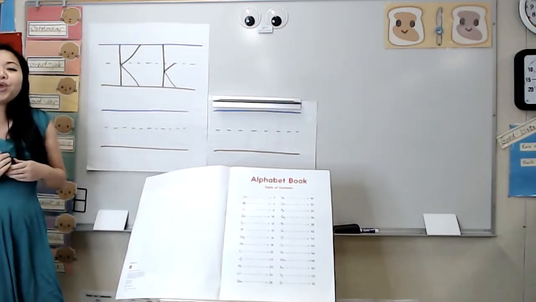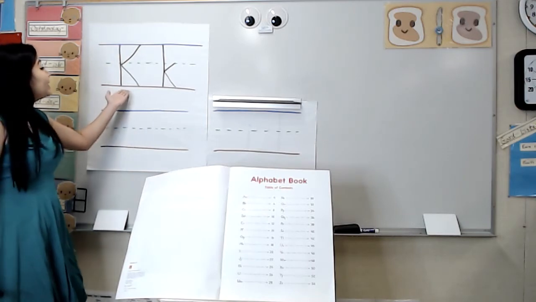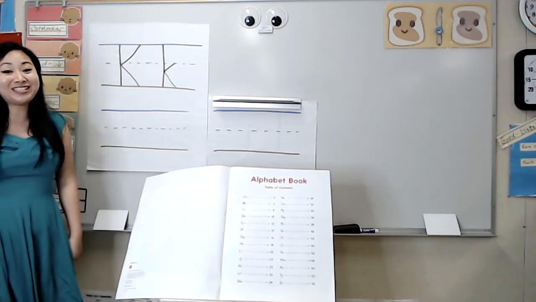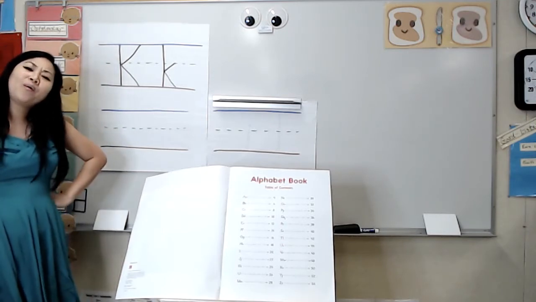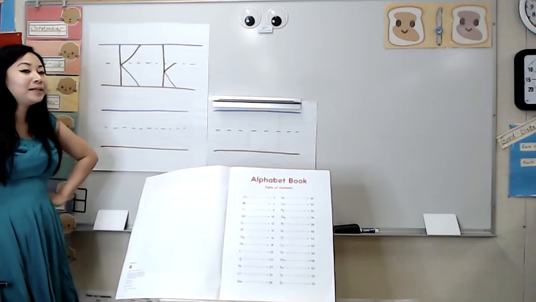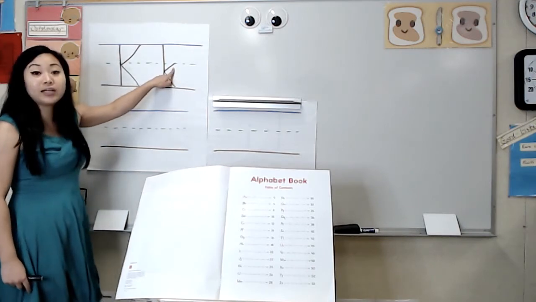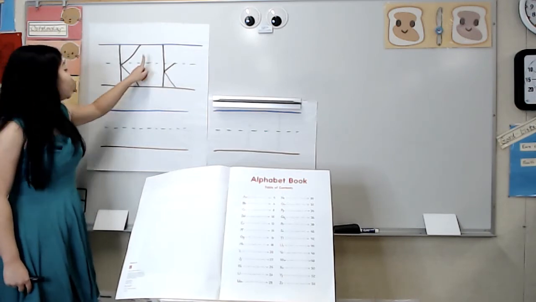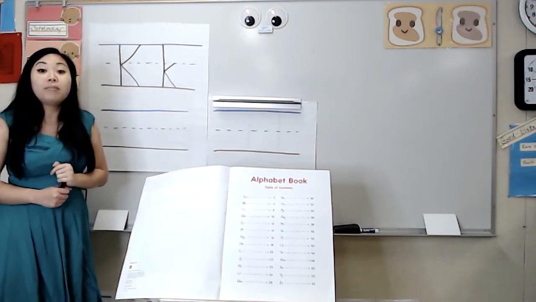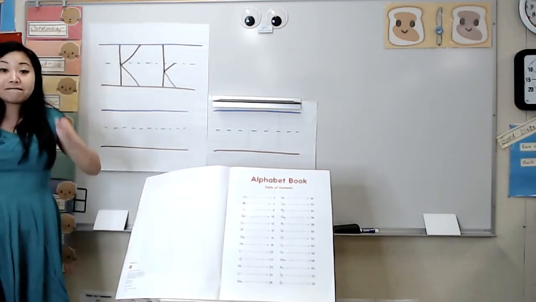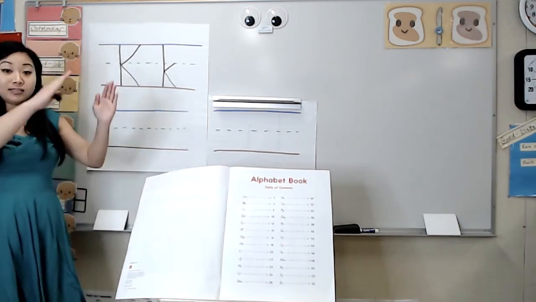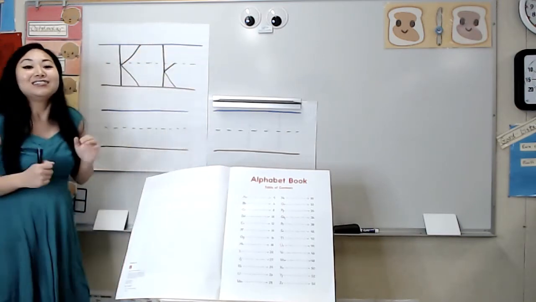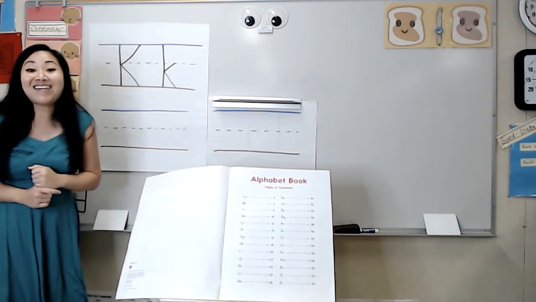Now, what do you notice about uppercase K and lowercase k? You're right, they look almost the same, but what's different? Well, this diagonal line is shorter for lowercase k, and it doesn't touch the sky like uppercase K, but they both are made of straight vertical lines and straight diagonal lines. Remember, we know how to make our diagonal lines. All right, friends, let's look at our next letter.